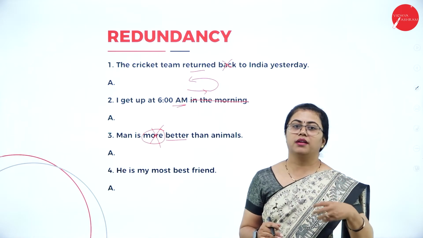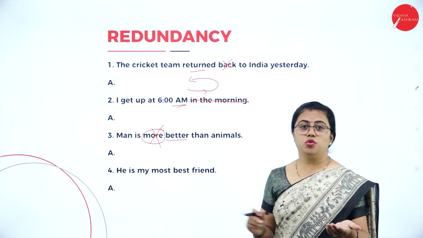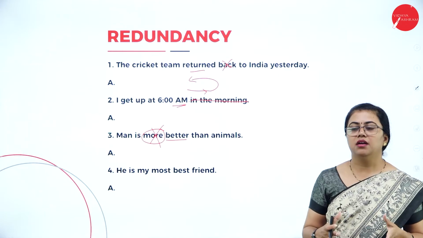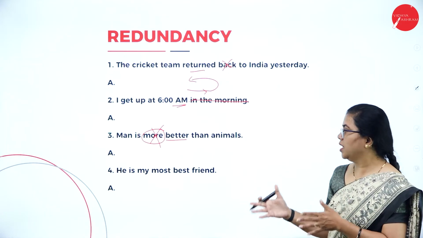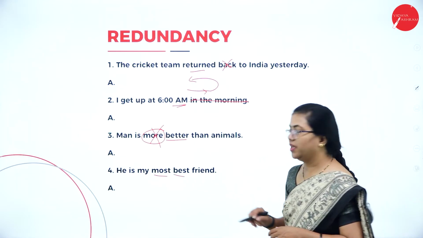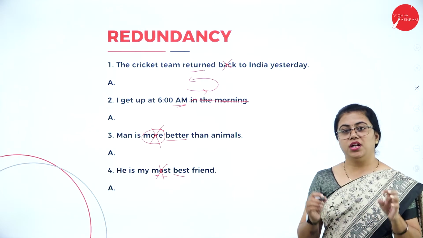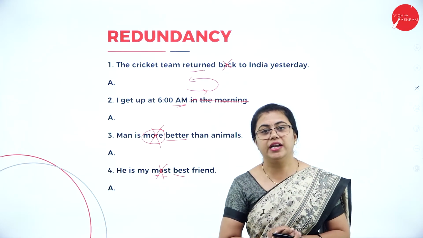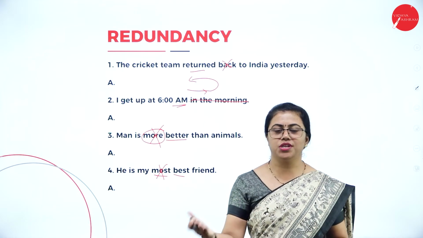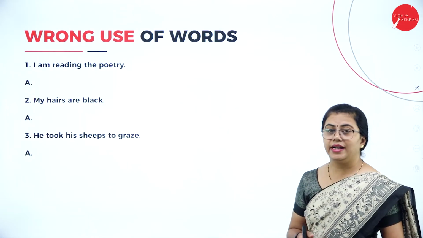Whenever you are repeating, like using two comparative degrees here, sometimes you may use two superlative degrees also. For example, he is my most best friend. So you need not use two superlative degrees together. He is my best friend is enough. You need not specify how best a friend he is to you. Again, no need of using a superlative degree twice. Okay, so this is redundancy.